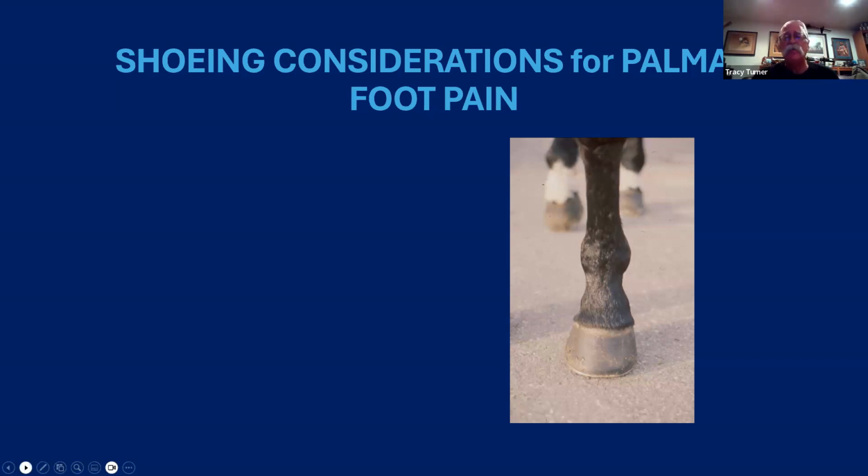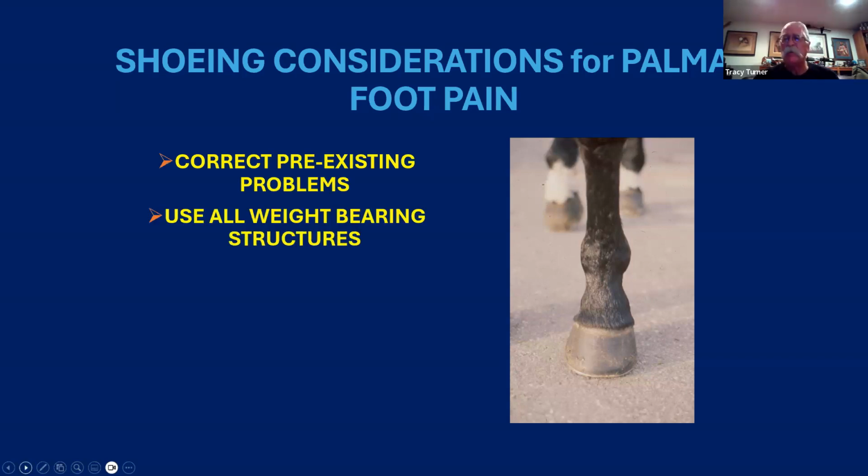So as I look at shoeing considerations, number one is to correct pre-existing problems. That's why I want to do an analysis. Here's a horse that has a flare to the foot. I like to call it a half gainer. It's got a little twist to it. And you've got to figure that one out.